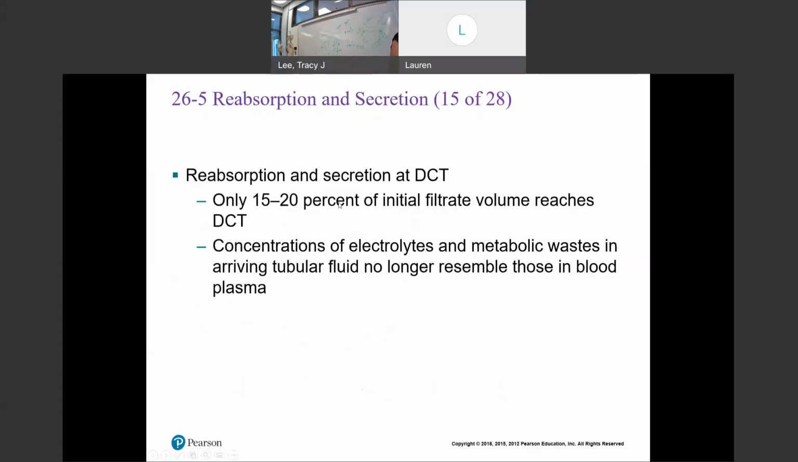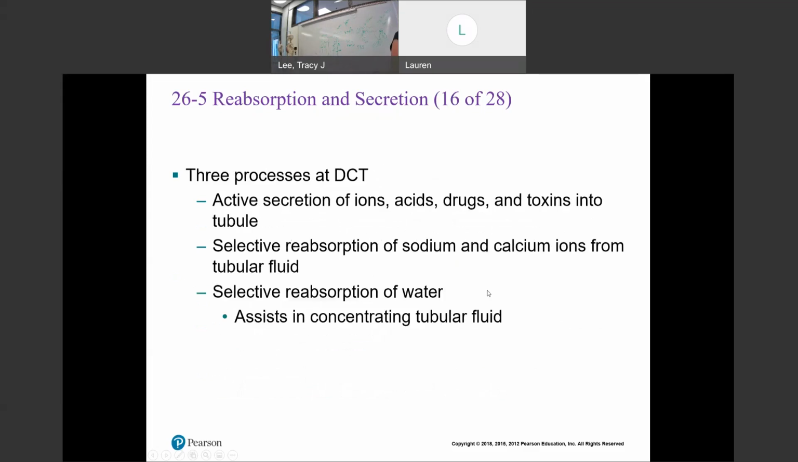Distal convoluted tubules, we said, is not going to be a lot of reabsorption of filtrate. What hormones influence the most is my distal convoluted tubule and a little bit of my collecting ducts. By the time we get to the distal convoluted tubules, it looks quite different. Here we do active secretion.